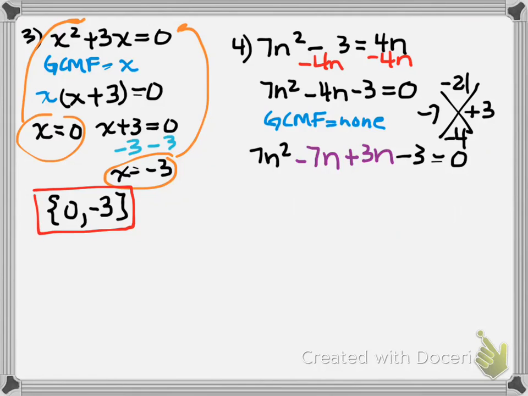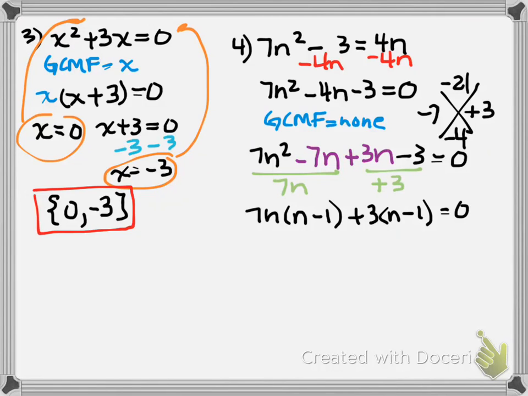So then we're going to factor by grouping. These two have a 7n. These two have a positive 3. So we get 7n times the quantity n minus 1 plus 3 times the quantity n minus 1 equals 0. So we end up having the common binomial of n minus 1, and the 7n and the plus 3 form their own binomial.